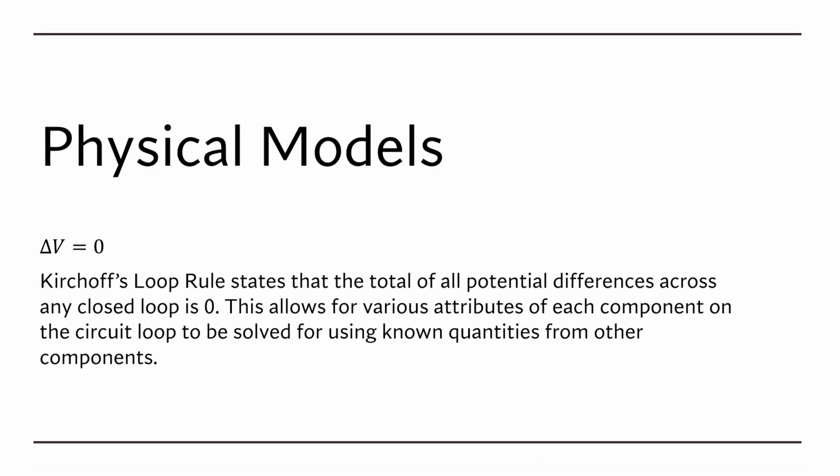Kirchhoff's loop rule states that the total of all potential differences across any closed loop is zero. This allows for various attributes of each component on the circuit loop to be solved for using known quantities from other components.